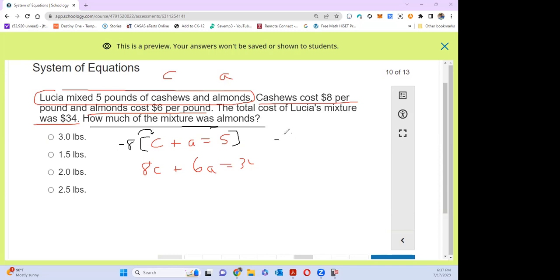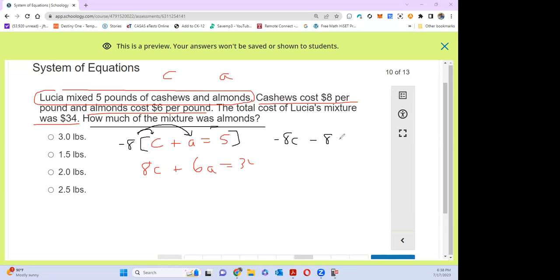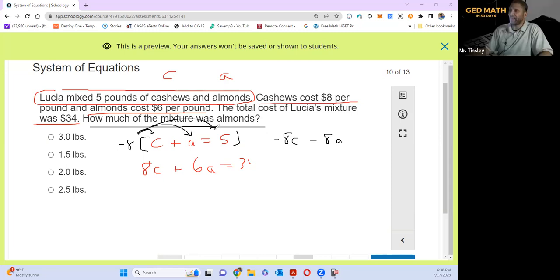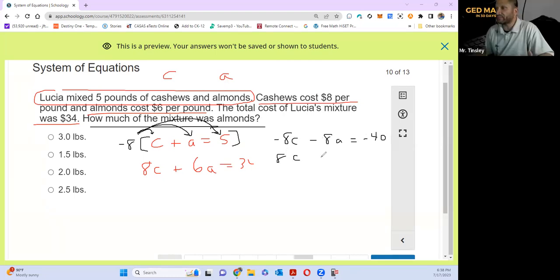So what's -8 times C? Negative 8C. What's -8 times A? Negative 8A. What's -8 times 5? Negative 40. The second equation stays the same.